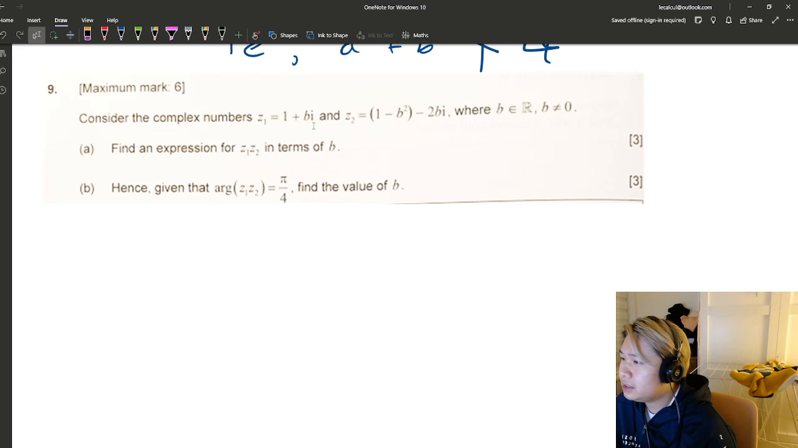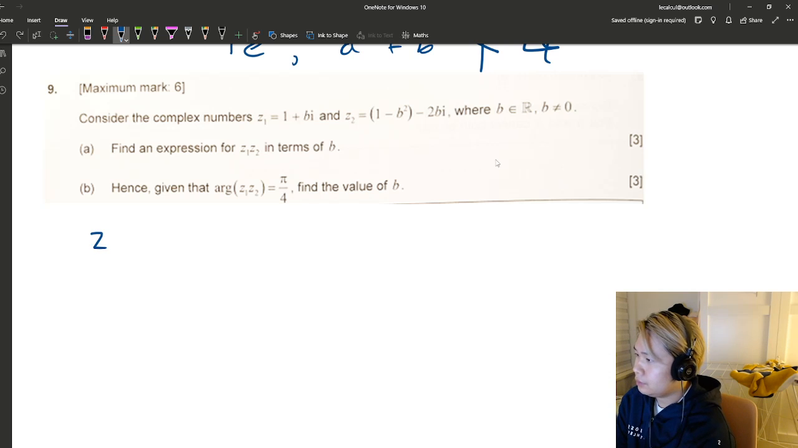So we have two complex numbers, z1, which is 1 plus bi, and z2, which is 1 minus b squared minus 2bi, where b is a real number and it's also not 0. Find an expression for z1 times z2 in terms of b. Okay, easy enough to do.